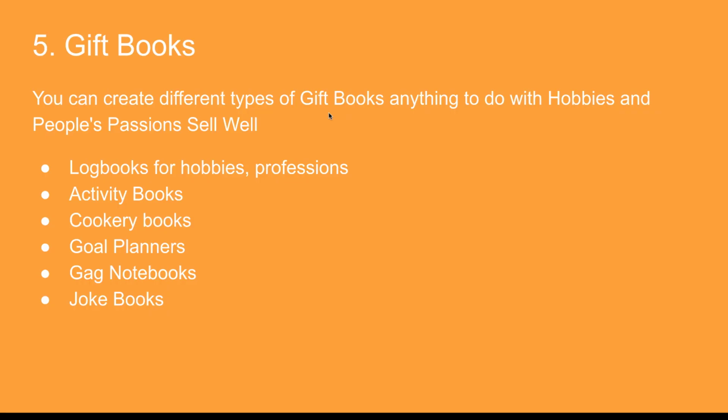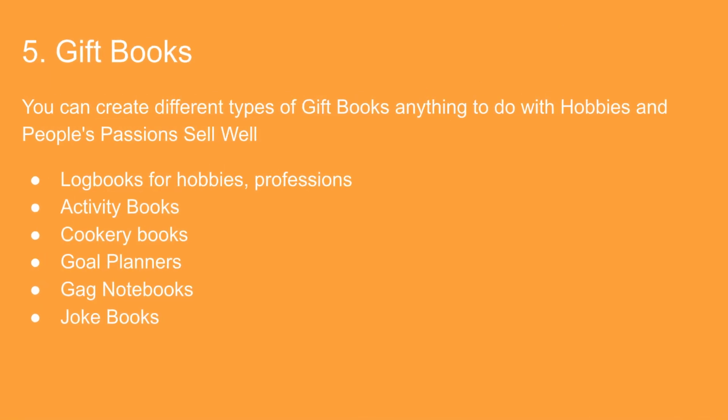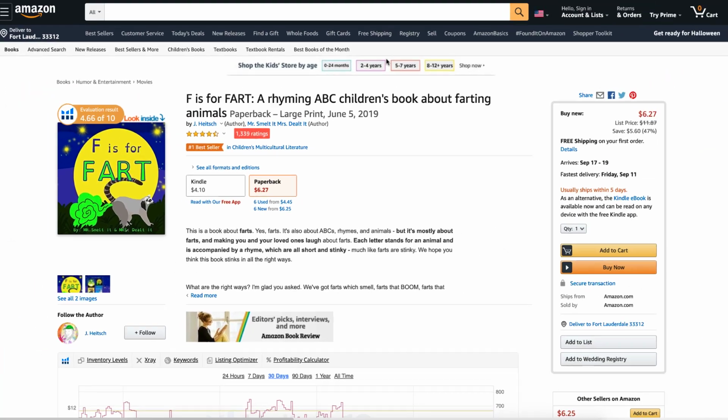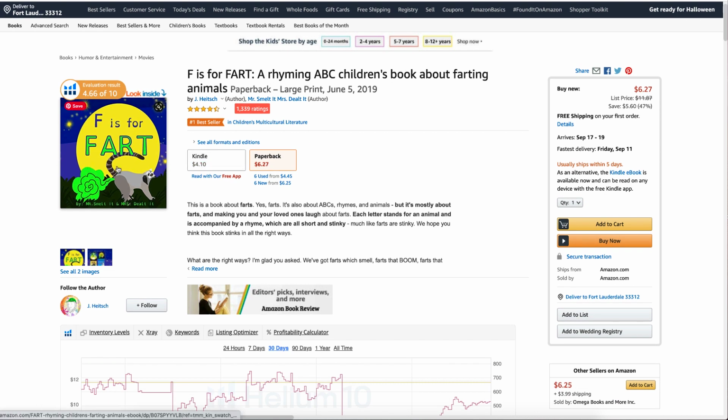So the next book we're looking at is joke books. Joke books, you can create them for any audience. You can do it either for kids or for adults. And this is a joke book for early learning. F is for Fart, a rhyming ABC children's book about farting animals. And they've done it for both Kindle and paperback.